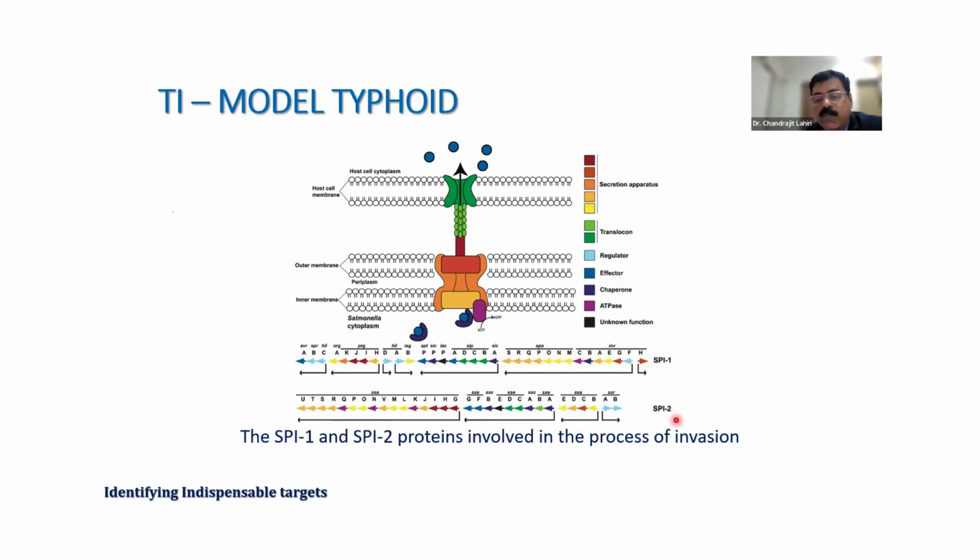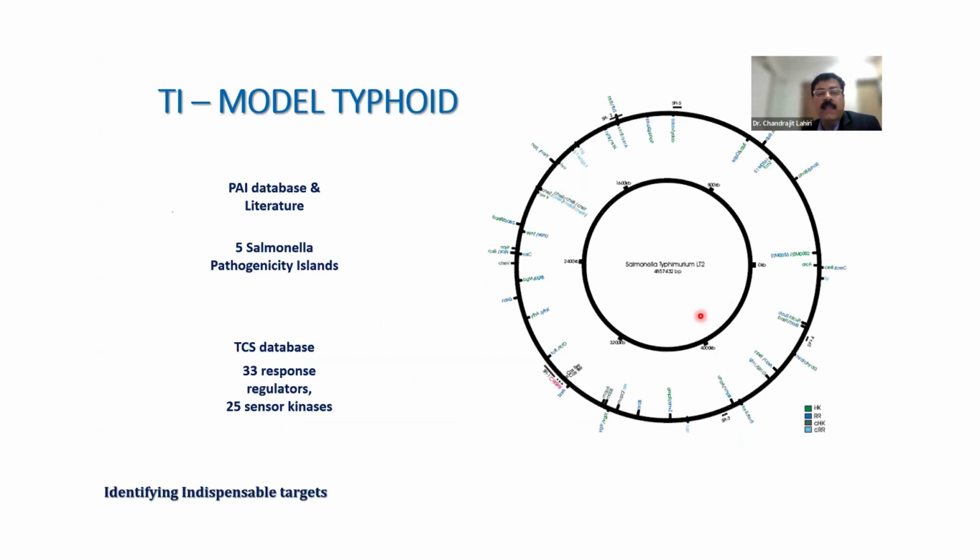And then SPY 1 and SPY 2, they had so many proteins. And my question was, which was the most important? No one had the answer in those days. So I actually started building a kind of model for this.